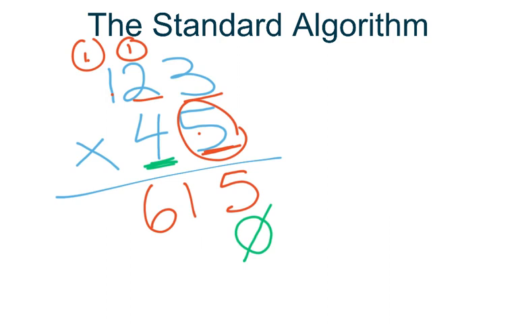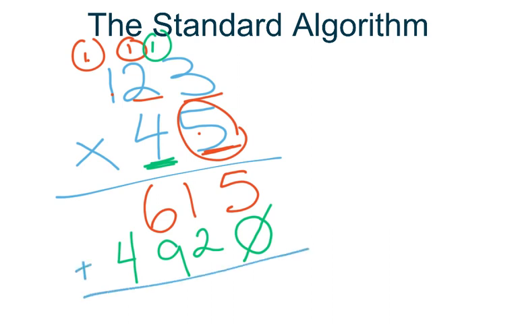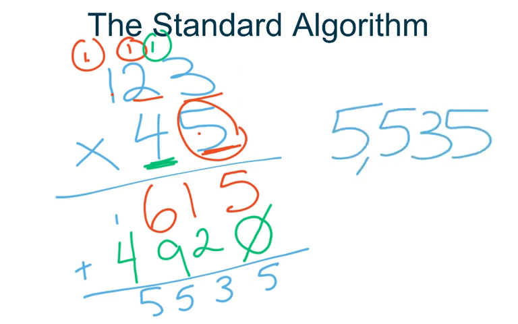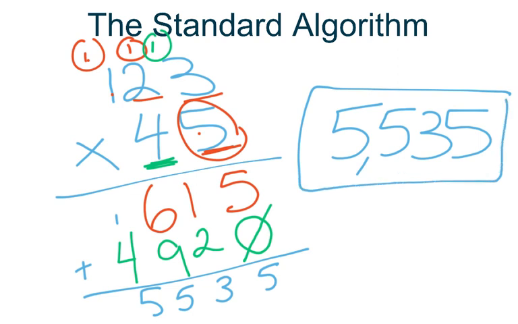So the 4 in 40 times 3 is 12. 4 times 2 is 8, plus 1 is 9. 4 times 1 is 4. Then we add our two answers to get our final product. So 5, 3, 5. So this answer would be 5,535. That is one way that you can use multiplication.